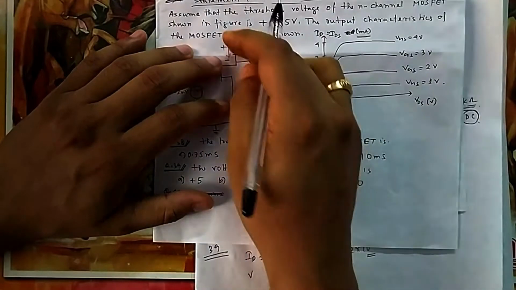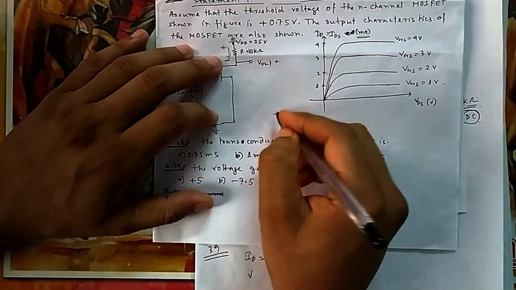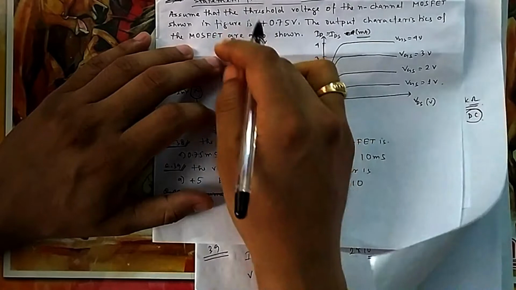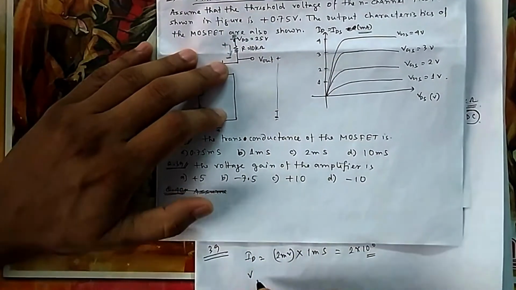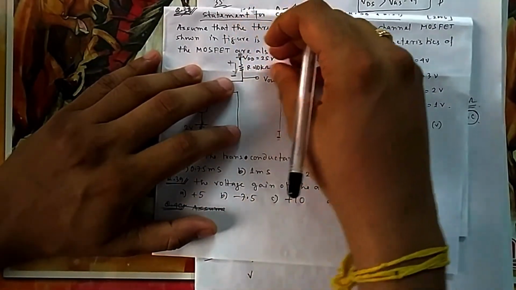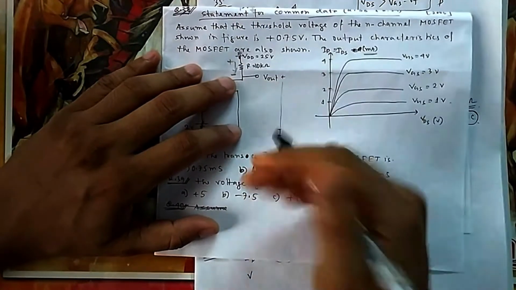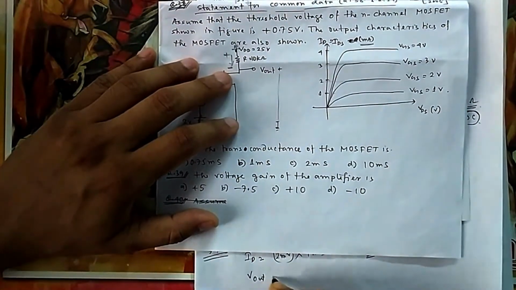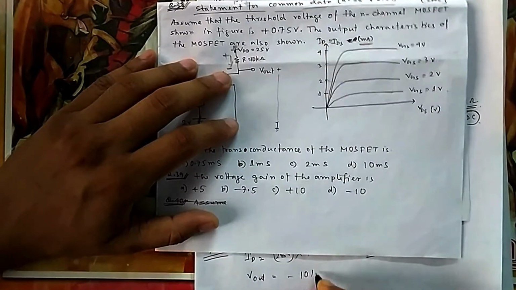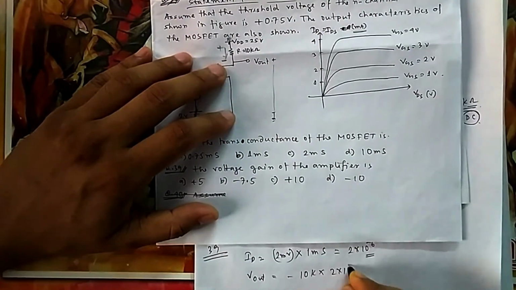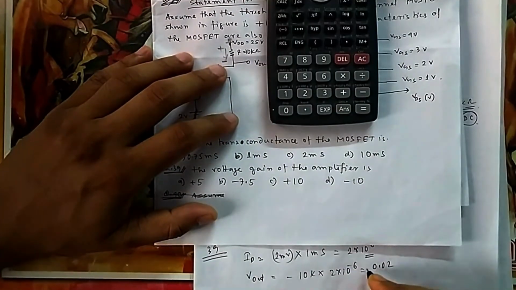You can take KVL also. Along this path you take KVL. This is plus minus, this is the voltage there. Or no need, you can see Vout is just opposite to this one. From here if you see, it is minus plus, so negative. So Vout will be equal to minus R, which is 10k, multiplied by 2 into 10 to the power minus 6. So it will be minus 0.02.